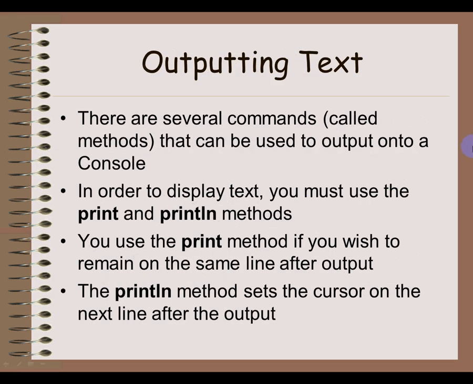So, how do we output text? Well, there are a number of commands we can do to output in general. But to display text, we have to use 2 methods called the print and println methods. So a method is essentially a command we're going to provide. The print method is used if I want to remain on the same line after output. So if I was to do print output here, my cursor would remain on the same line for the next time I want to print. If I do println or print line, it's basically the same idea as hitting return after printing. So if I printed this word output as a println statement, my cursor would now go underneath, ready for my next print below.